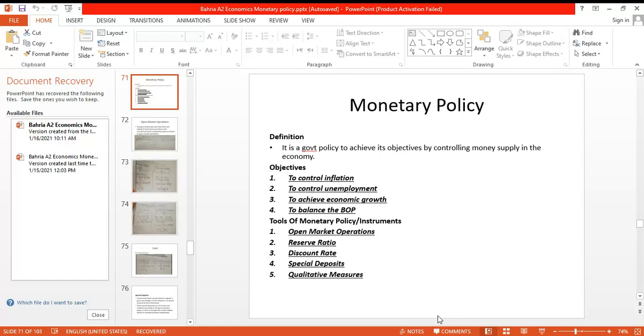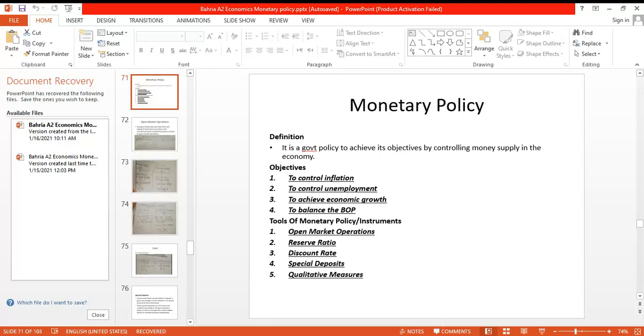The tools of monetary policy are, and these are in order of decreasing significance of use and significance of impact. First and foremost, OMO, open market operations. We will see what they are, but because we have seen the bond market, now we will be able to understand this faster. And then there is reserve ratio, discount rate, special deposits, and qualitative measures.